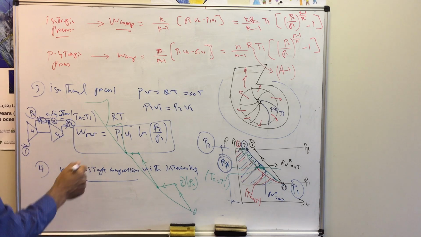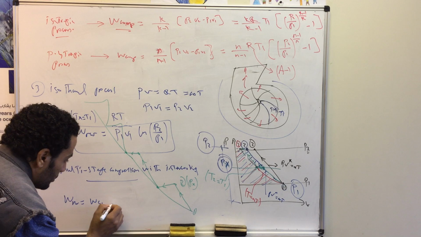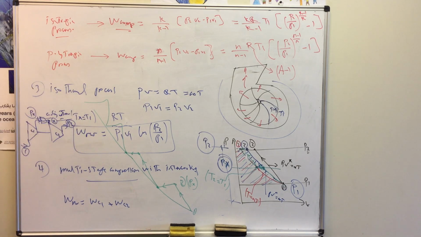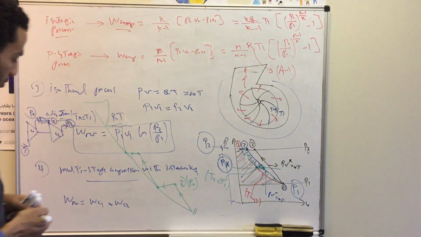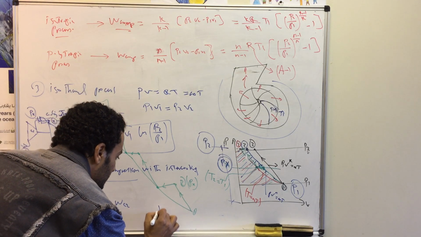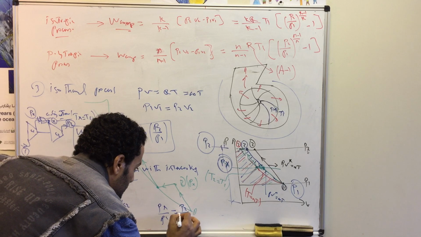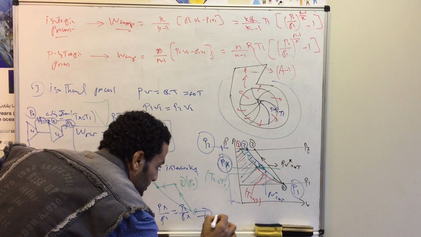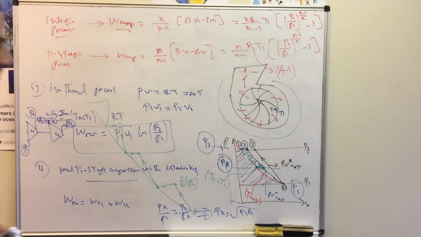In this case, we can say the reversible work of the compressor will equal the work of compressor 1 plus the work of compressor 2. For the optimum reversible input work to the system, or for minimum input work for a two-stage compressor, we should have this condition: the pressure ratio Px over P1 is the same as P2 over Px. Or from this relation we can say Px is equal to the square root of P1 multiplied by P2.